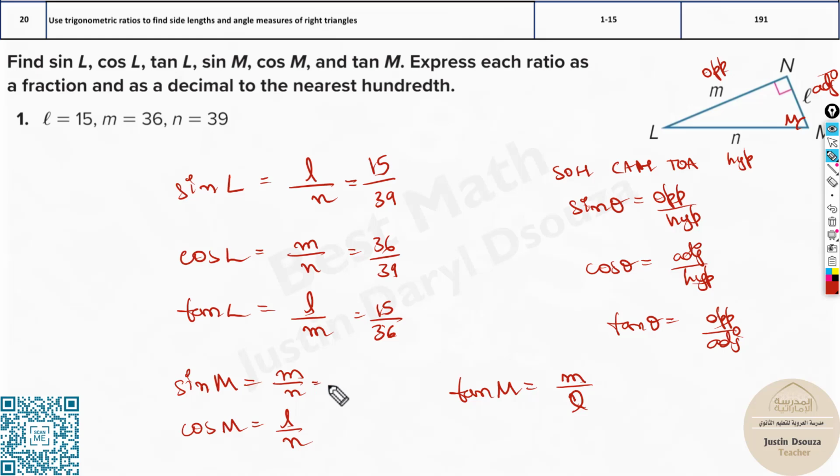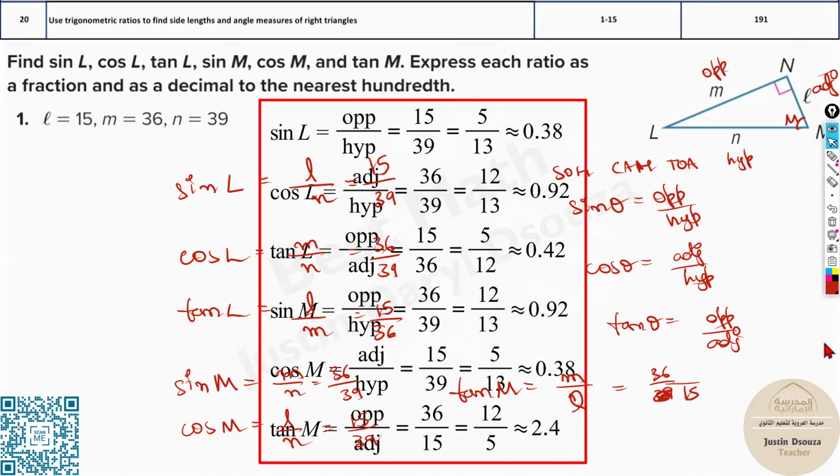So all you do is substitute the values. M is 36 by 39. Then we have 15 by 39. And then lastly, we have 36 by 15. L is 15. So these are the answers. That's how we easily solve it. If you remember the trigonometric ratio formulas, then it's nothing. Just choose which angle you need to solve and see the opposite, adjacent, and the hypotenuse, and easily solve it. So these are the answers.